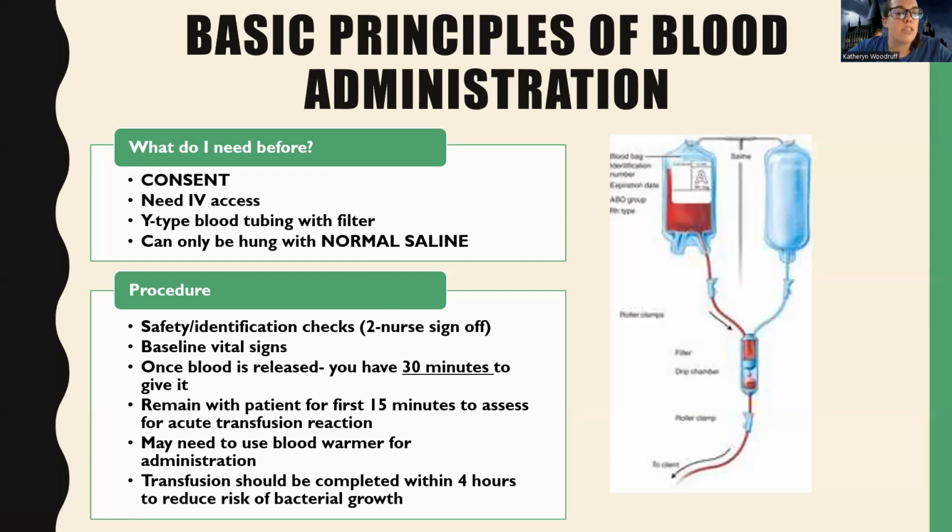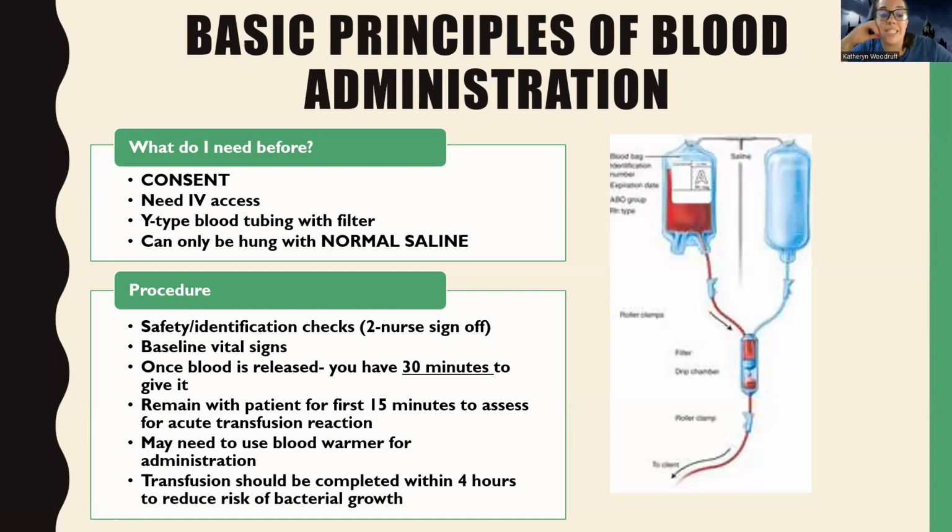So the general procedure is we're going to do a safety and identification check with 2 nurses, and 2 nurses have to sign off on blood. We need to get a baseline set of vital signs, and that's usually before we even go and get the blood. We want to see where the patient's at, because we're going to look for subtle changes, because usually transfusion reactions are going to show up in your vital signs.